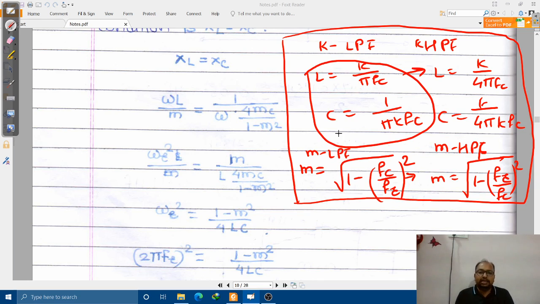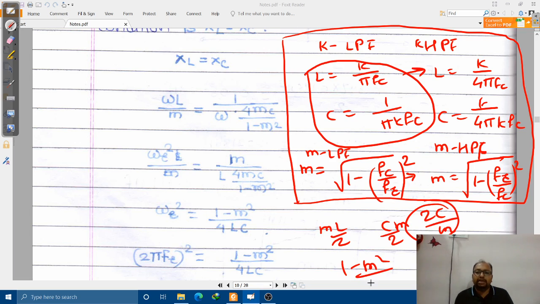Only the thing is that you have to remember the positions and particular equations of mL divided by something, right? So that you need to remember. That means mL by 2. Okay, so C divided by 2m, like that. So 2C divided by m, like this. You need to remember (1 minus m square) divided by 4m into L. These positions you must remember. So you have to make a practice of this.